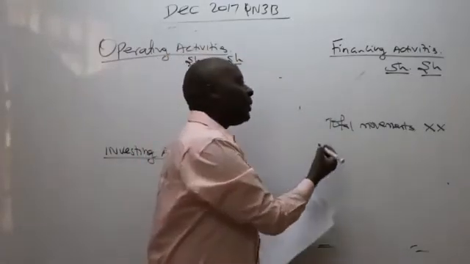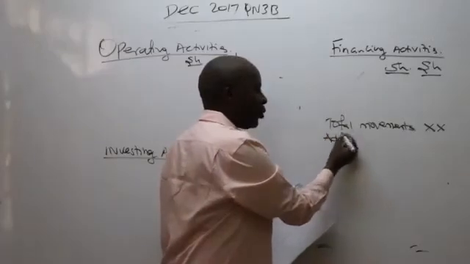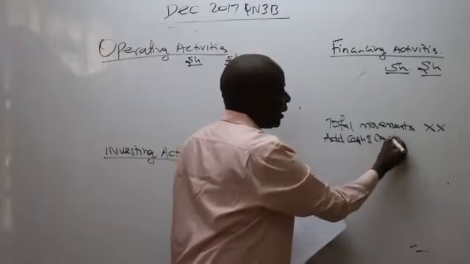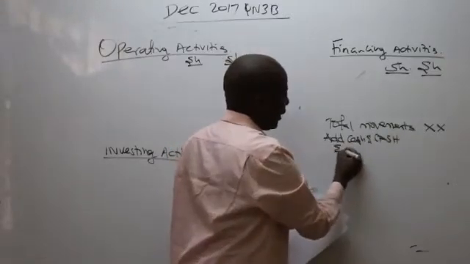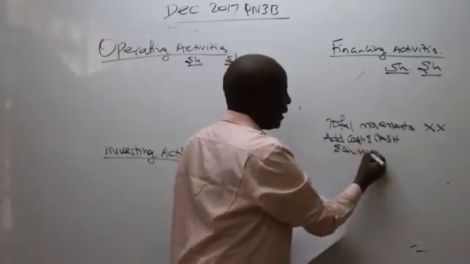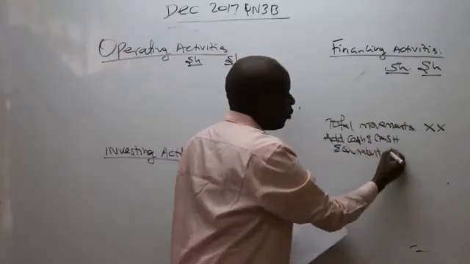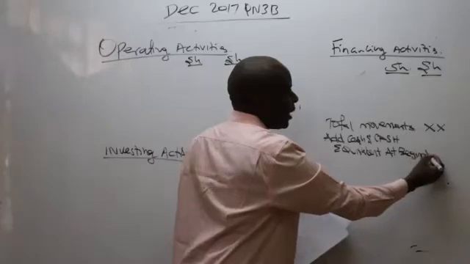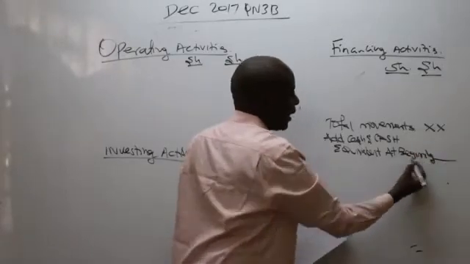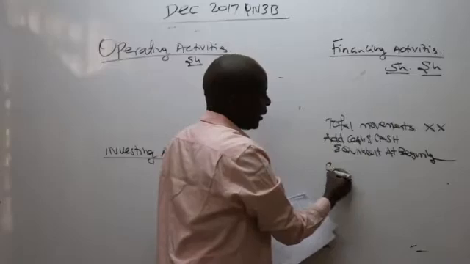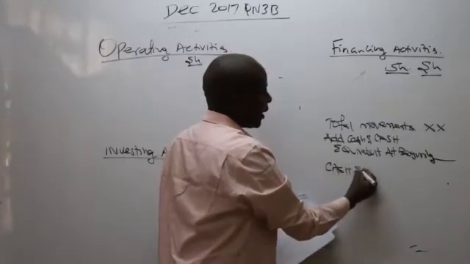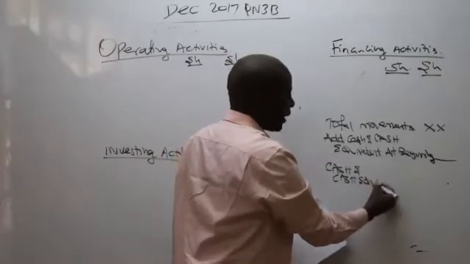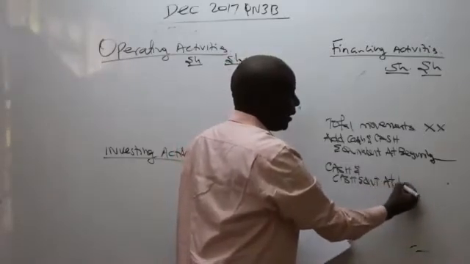Which in this case, I'll be able to add cash and the cash equivalents at the beginning, brought forward. And then of course, the moment I add like that, I should be able to get the cash and the cash equivalents at the end.